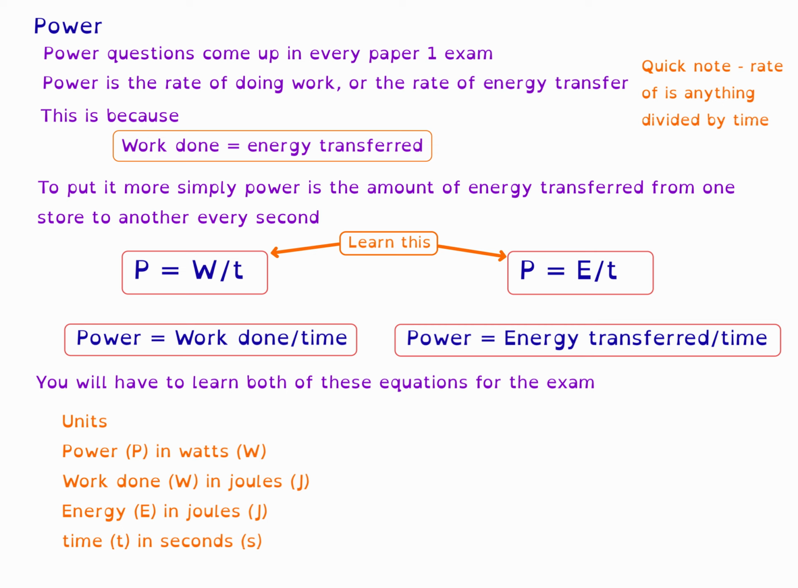You may also need to do a conversion to get your units into the correct standard form for these questions, and 1 kilowatt is 1000 watts. So for example, 3 kilowatts is 3000 watts. 1 minute is 60 seconds. So for example, 20 minutes is 1200 seconds.